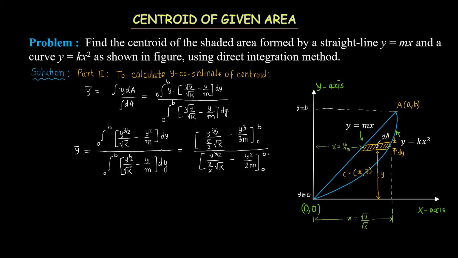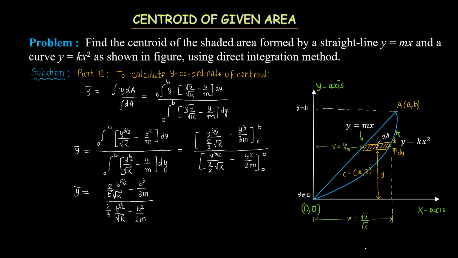So let's apply the limit of integration from 0 to b, and let's see what you get here. So y bar is going to be, I'm going to put the upper limit b over here, so b raised to 5 by 2, this 2 by 5 will go up, so we'll get 2 by 5 root k, and the numerator will be having b raised to 5 by 2. I have put the upper limit, minus here b raised to 3 divided by 3m. This is the numerator. In the denominator, what we'll get, that is interesting. 2 will go up, 2 by 3 here, b raised to 3 by 2 over root k, and here b square by 2m.